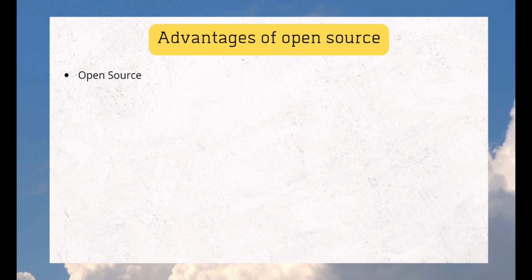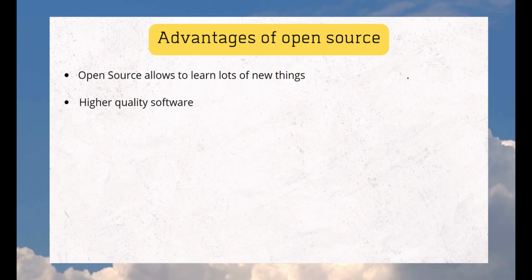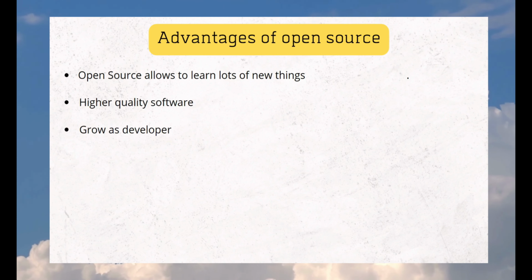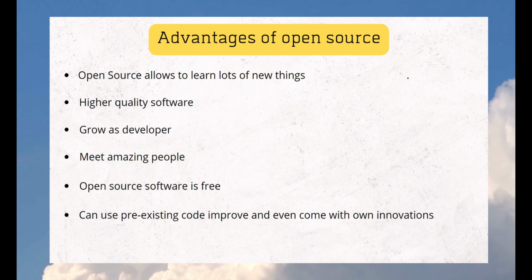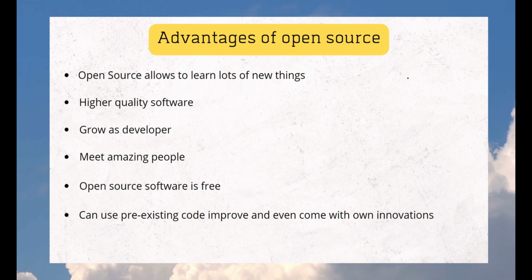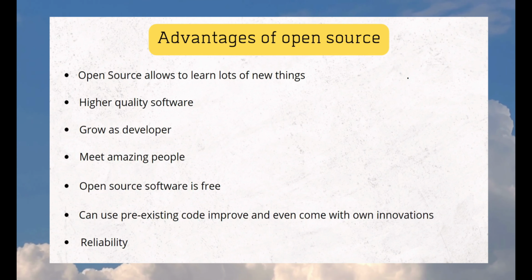Now let's discuss the advantages of open source. First of all, open source allows individuals and organizations to learn a lot of new things. Higher quality software is the top benefit of open source software. By contributing to open source, you will grow as a developer and you will meet amazing people. Programmers can use pre-existing code to improve the software and can even come up with their own innovations. And reliability: open source code is reliable because it is constantly updated by active members of open source communities.